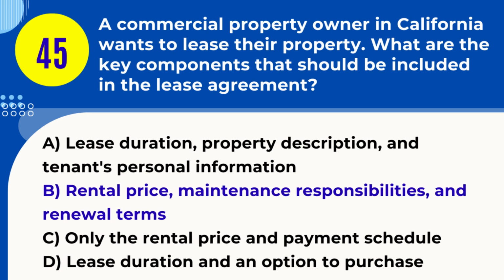Answer. B. Rental price, maintenance responsibilities, and renewal terms. Explanation. In a commercial lease agreement in California, essential components include the rental price, maintenance responsibilities, lease duration, renewal terms, and other conditions defining the rights and obligations of both the landlord and the tenant.